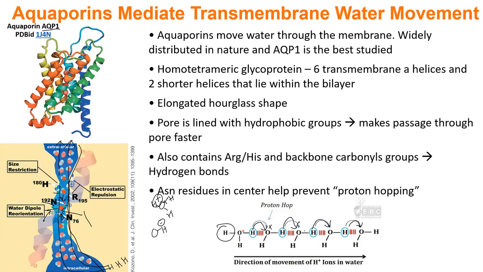So to prevent that from happening, this center water molecule is sequestered away from the other ones by these asparagines. The water molecules are now too far to proton hop. And so you don't have a net movement of protons through the aquaporin. You only have a net movement of water. So that's our aquaporin. That's what the amino acids are doing. And that's why it's structured in such a way, why we have to have those asparagines to prevent proton hopping. So any questions about the information presented here, any clarifications, anything at all?